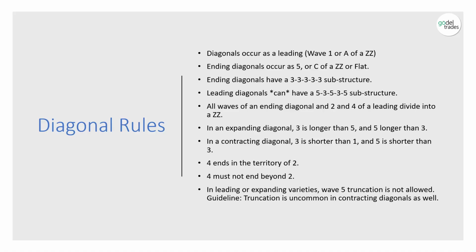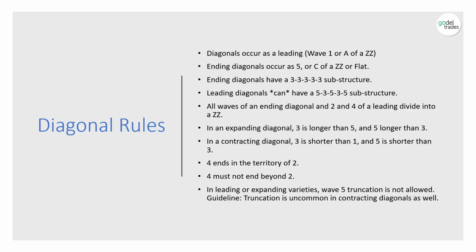Some of the rules for a diagonal: a diagonal will occur as a leading diagonal in a wave 1 position or wave A of a zigzag. Ending diagonals will occur as a fifth wave or a C wave of a zigzag or a C wave of a flat.